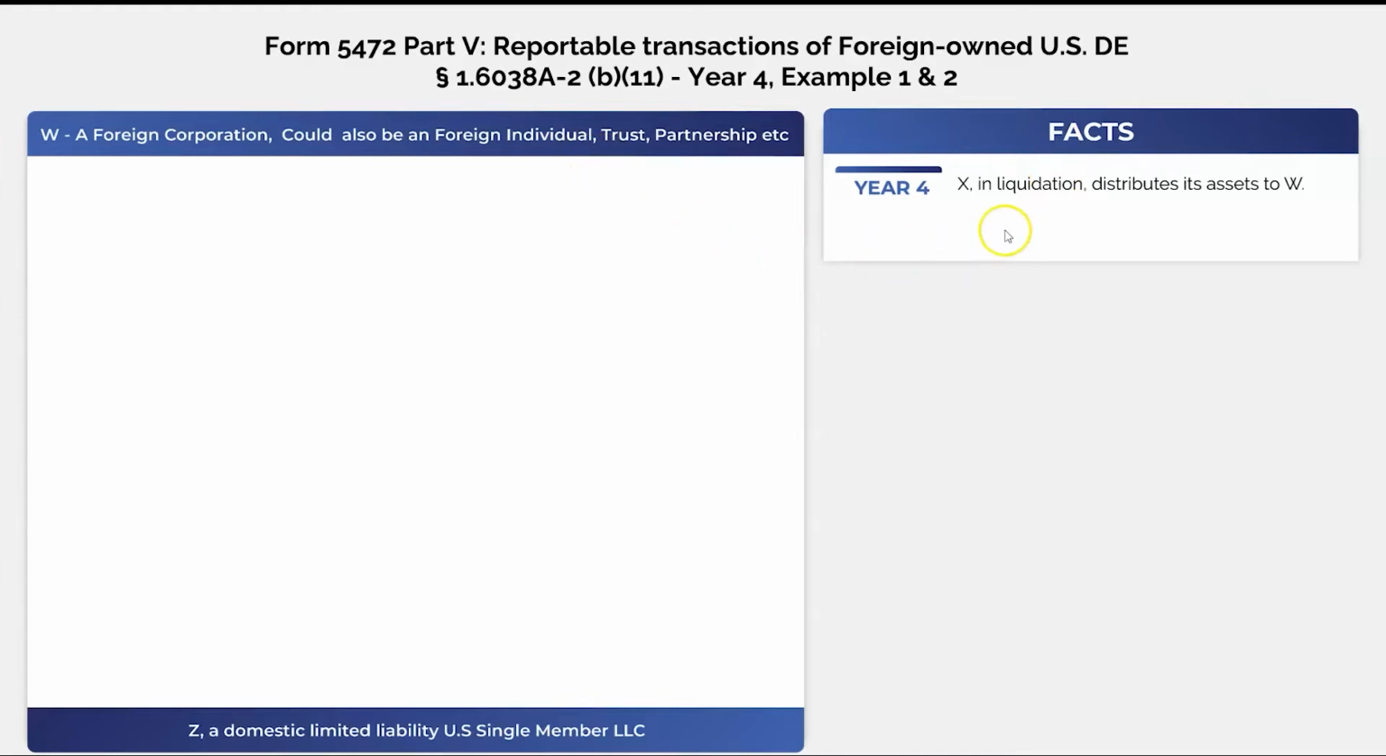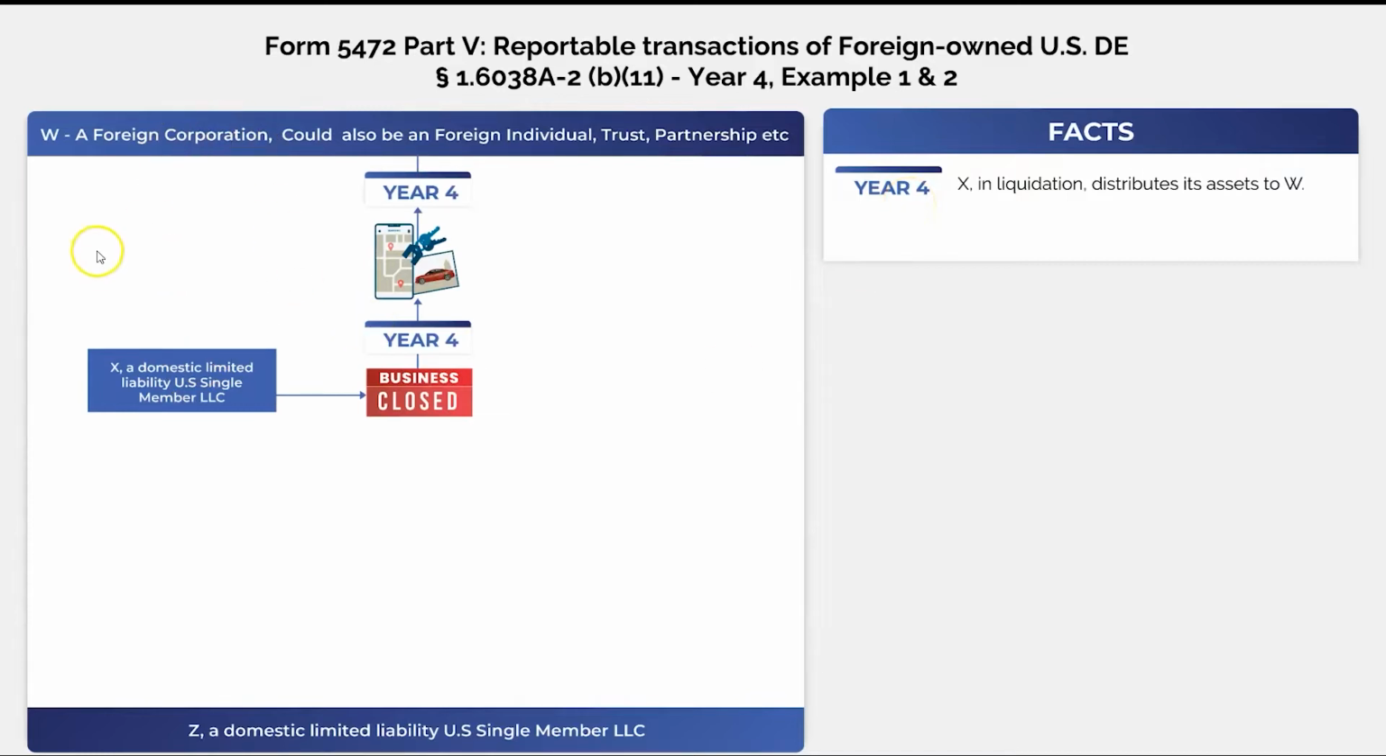So let's read the fact again. X in liquidation distributes its assets to W. Let's see how that shows in the flowchart. If you've watched the prior videos, you would know that W formed X. Now X is liquidating, so X's business is closed. X is transferring all the assets it has back to its parent, W, here in year 4. So that's what happened.